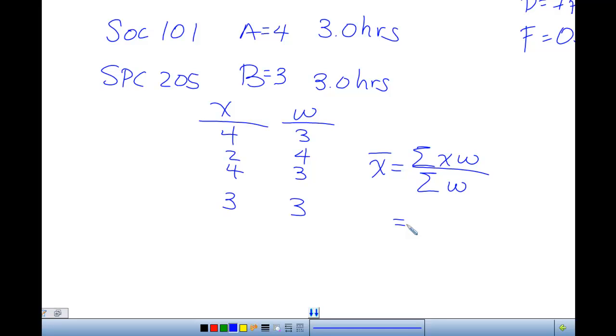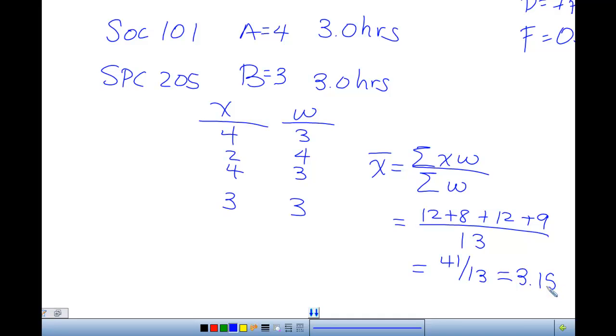So we've got 12 plus 8 plus 12 plus 9 over the total weight, which is what? 13. Okay, and so we get 41 divided by 13, which is what? 41 divided by 13? Can anybody help me? 3.15? Okay, very good. All right, so that's how we calculate a weighted mean.